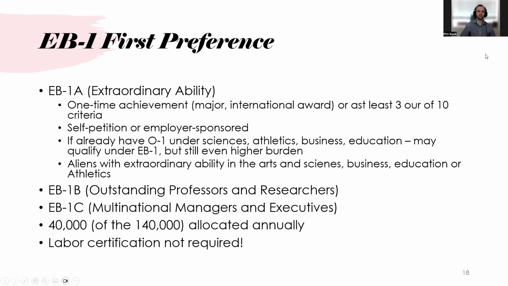All right, so let's talk about the first one, the EB1, first preference category. We'll talk about the first one that everyone's probably most interested in, and that's the extraordinary ability visa. We call it the EB1A. You're looking for at least 3 out of the 10 criteria. It's pretty much the same criteria that we already talked about under the O1. You're looking for a one-time achievement, like a major international award, or at least 3 out of those 10 criteria.